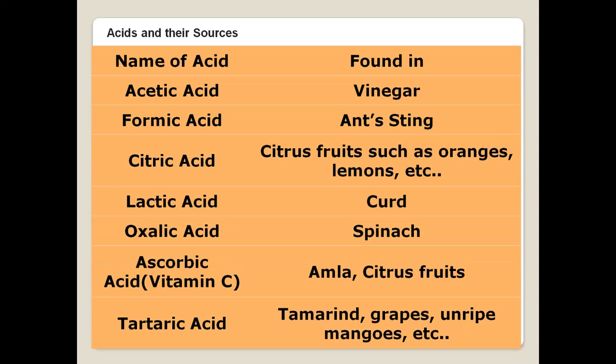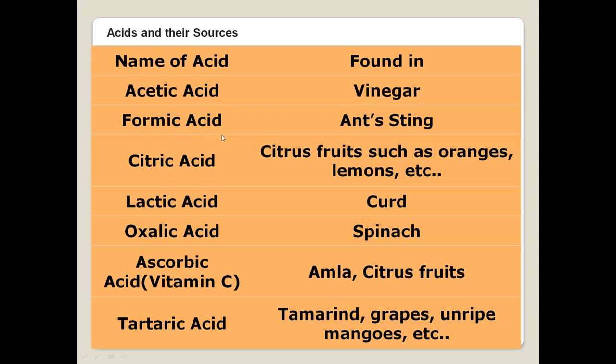Now let us learn about acids and their sources. Here is a list of acids that are organic in nature. Let us learn the names of these organic acids and the sources in which they are found. Acetic acid is present in vinegar. Just now you have seen the image of vinegar, and you might have seen your mother using vinegar at home. The vinegar used at home contains acetic acid.